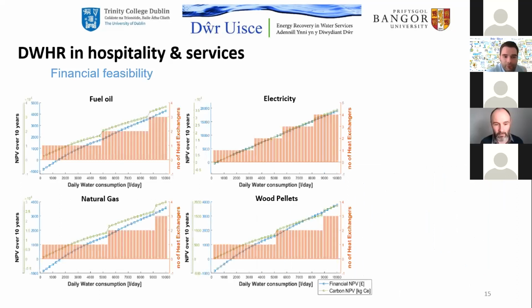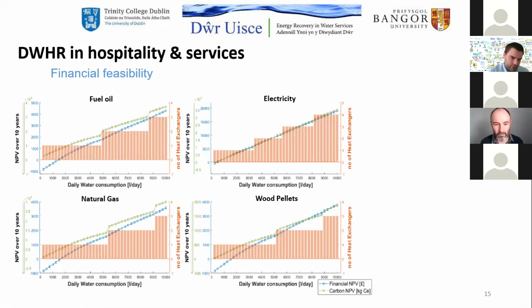So we looked at the potential then in the hospitality and services, and looked actually at the financial feasibility of this heat recovery using the commercially available system for showers. So we look at two things. It's the daily water consumption on the x-axis here, and then the heating fuel it's replacing: fuel oil, natural gas, wood pellets. And then on the y-axis, we calculate a net present value. And in blue, we have the financial net present value.